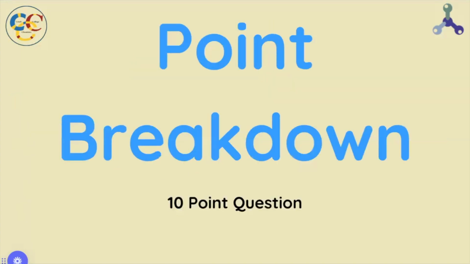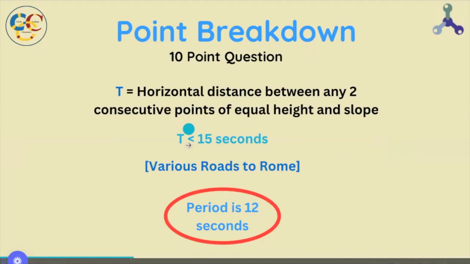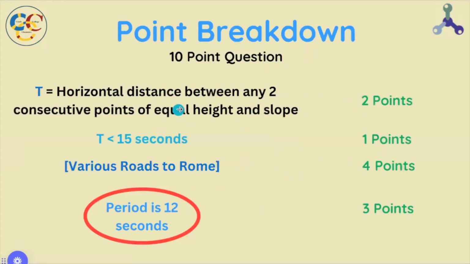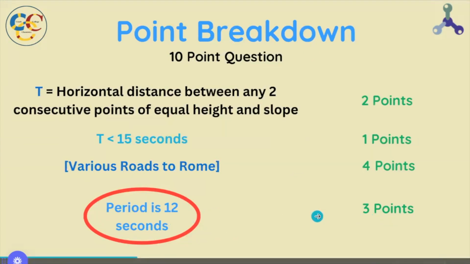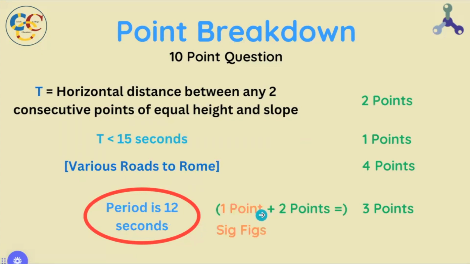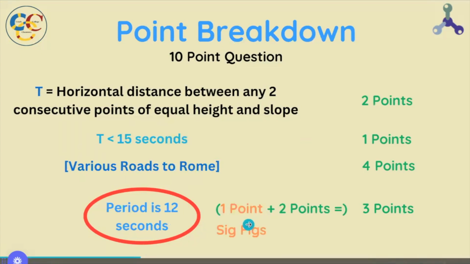Very quickly, let's break down the point distribution of a question just like this. There'd be points for each one of these steps. Probably around 2 for stating the definition of period, 1 for an explicit mention of our period being less than 15 seconds, 4 points for actually finding our answer, and then 3 points for getting the correct answer. And one of these 3 points of the correct answer is having the appropriate number of significant figures.